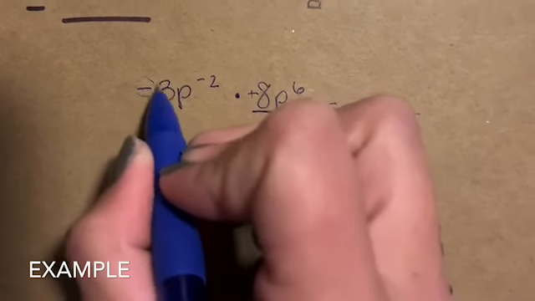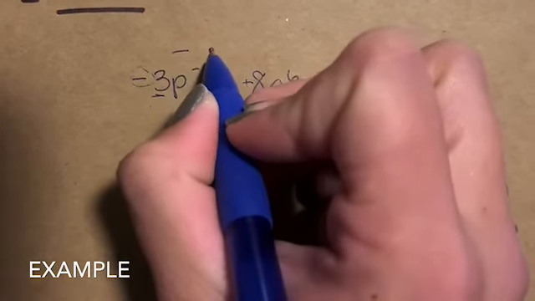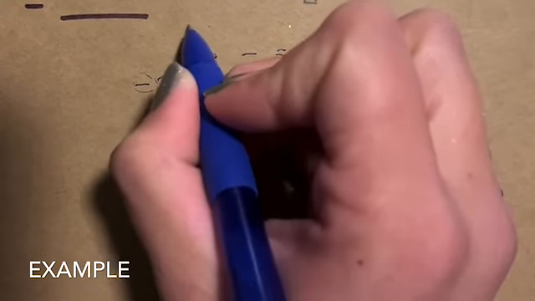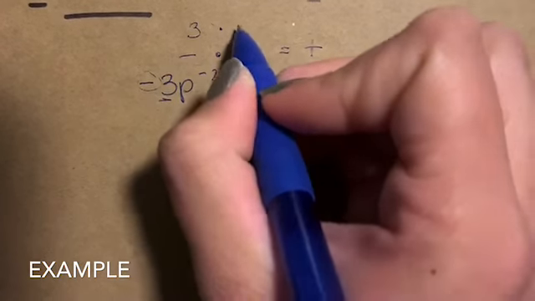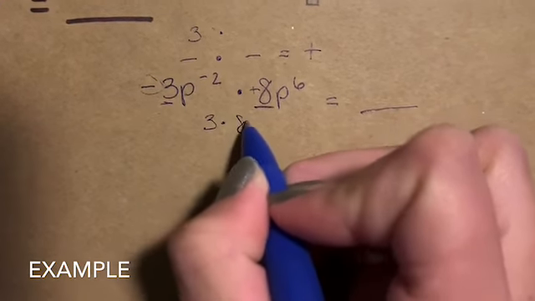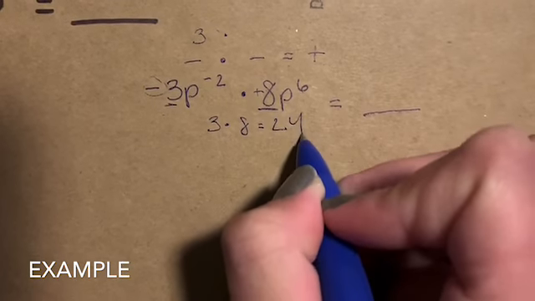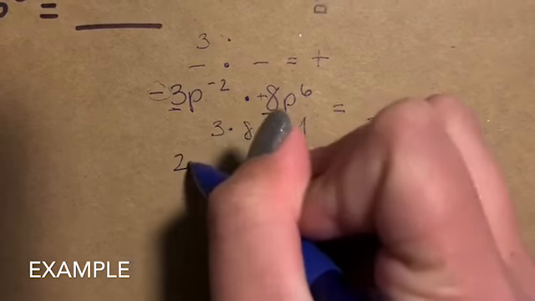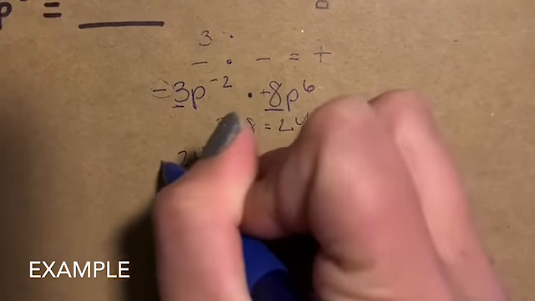The first step is to multiply the coefficients. A negative times a negative equals a positive. 3 times 8 equals 24. And since there's a negative, it would be negative 24.